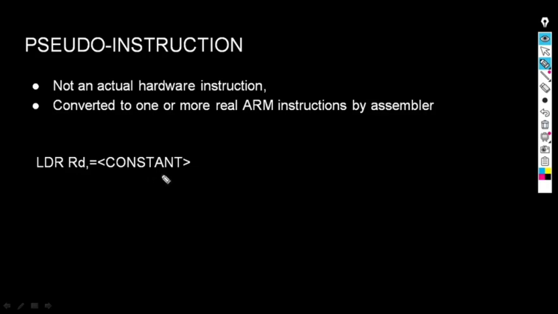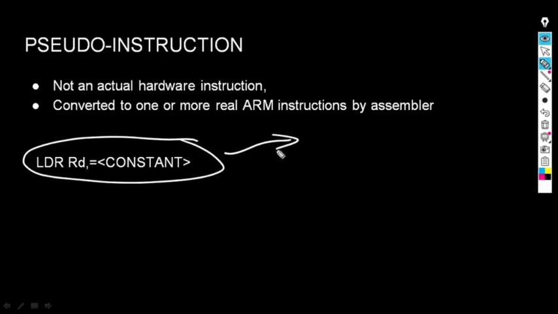Very first thing that we notice here is that this is not an actual hardware instruction. So that clearly means this particular instruction shown here is not an actual hardware instruction, but it is instead converted into valid ARM instructions by the assembler. Why all this conversion is required, we'll understand further in the next slides.